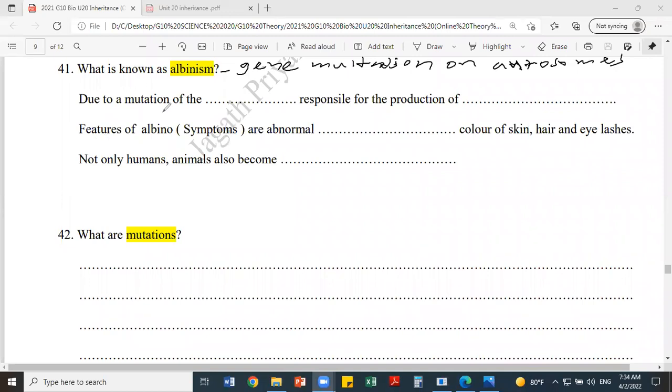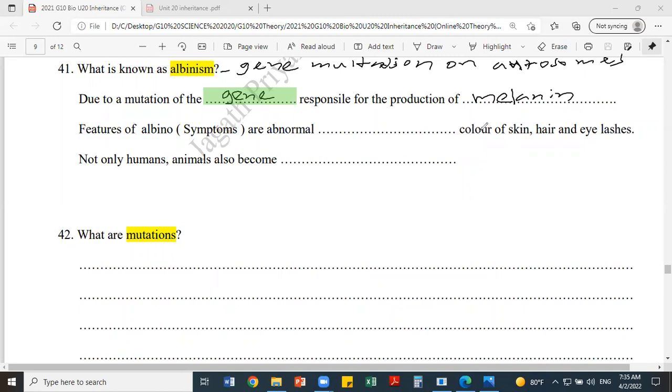Right. So right here, due to a mutation of the gene responsible for the what? The previous one was for the production of hemoglobin. This is for the production of melanin pigment. Melanin is a protein produced by your skin, a protein present in the skin. So these people have been lacking melanin in the skin.